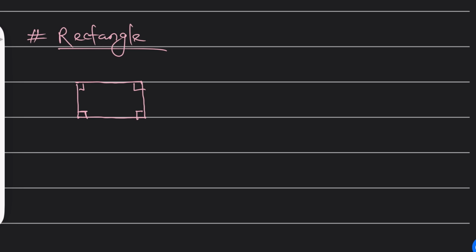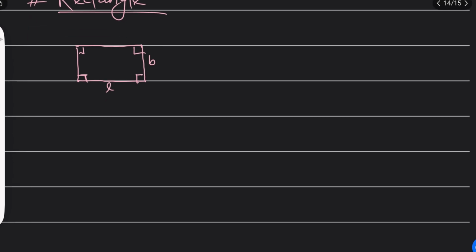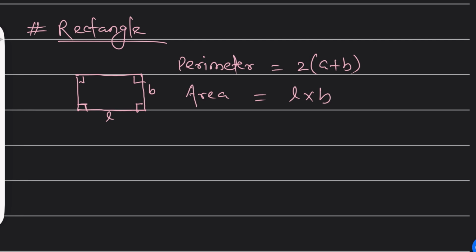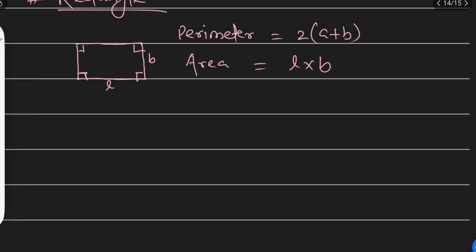This is called a rectangle. Sir, if I am saying rectangle, length is L and breadth is B, or width is B. Then what about the perimeter of this rectangle, sir? The perimeter is going to be 2 into L plus B. What about the area of this rectangle? Area is going to be length into breadth, right?